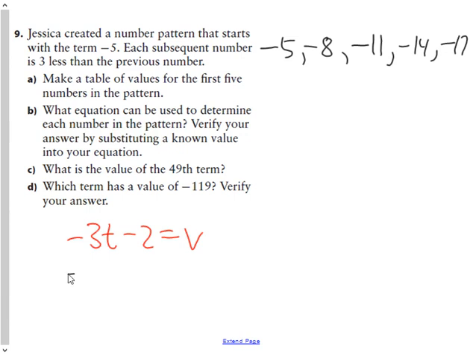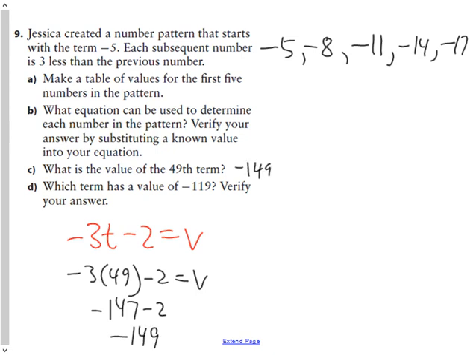So what's the 49th term? Substitute 49 for your term to calculate its value. -3 times 49 is -147. And -147 minus 2 is -149. Therefore, the 49th term is -149.